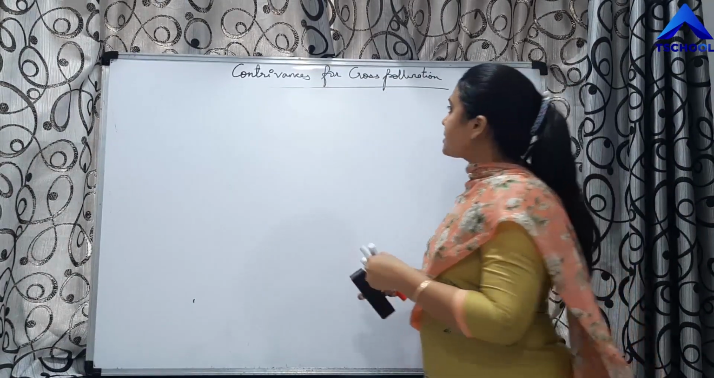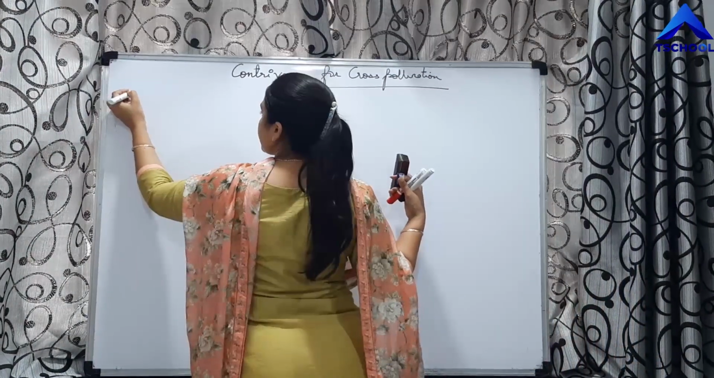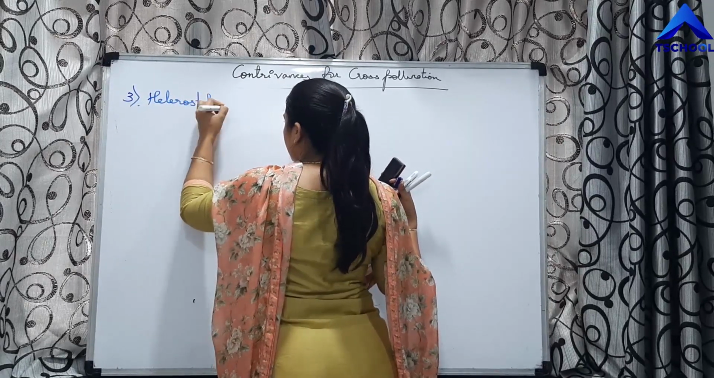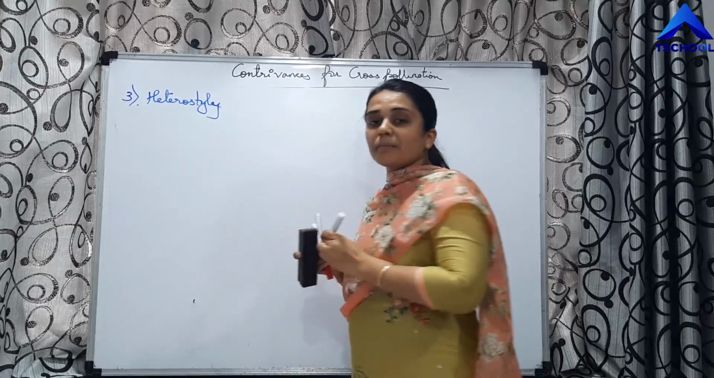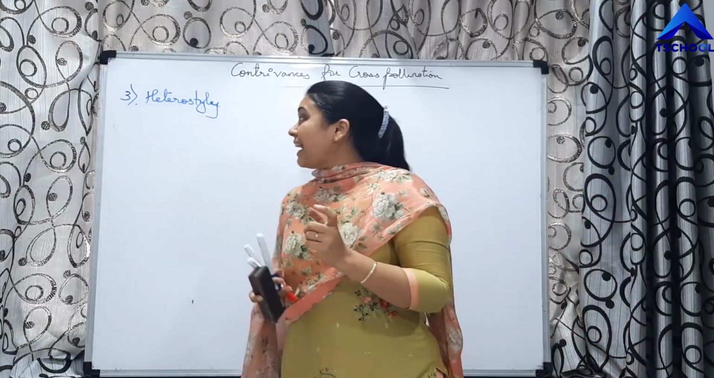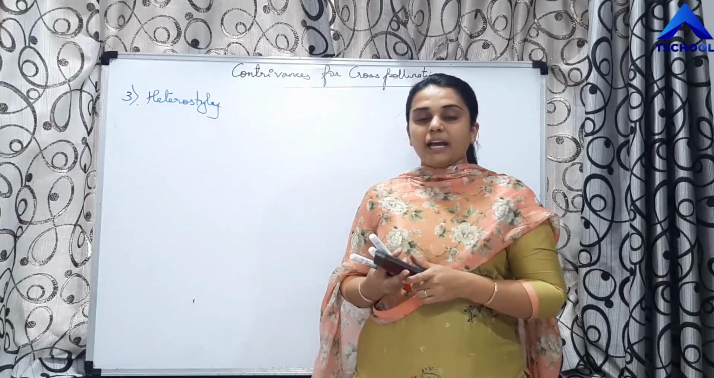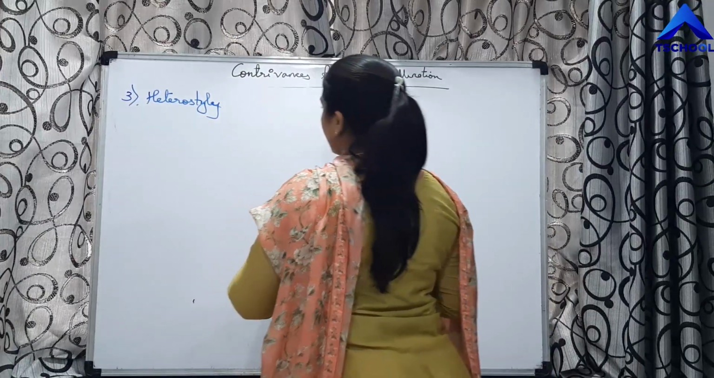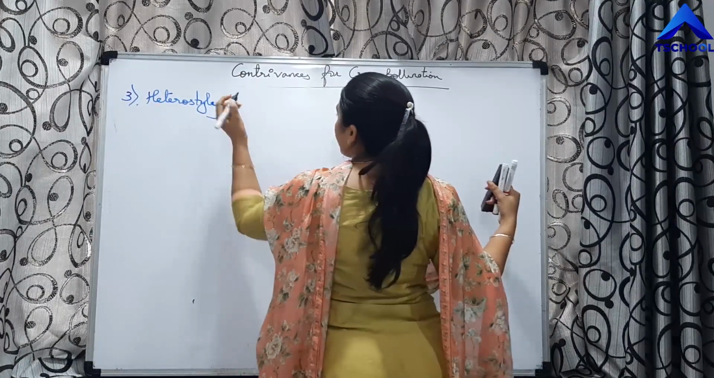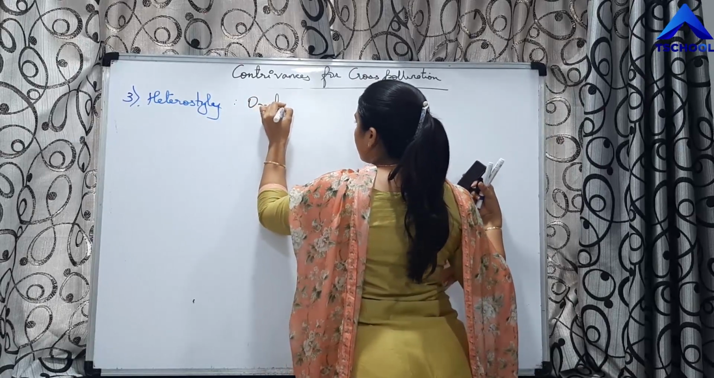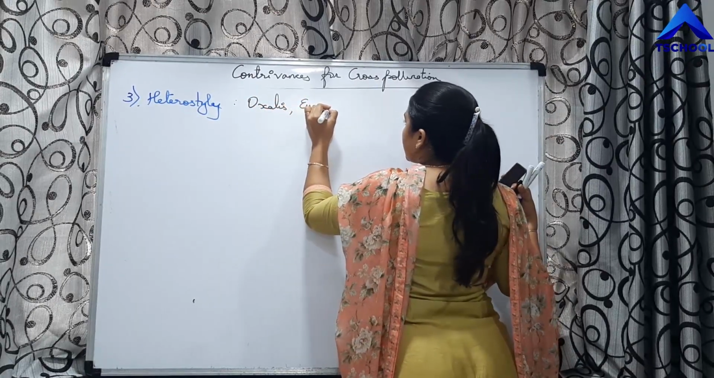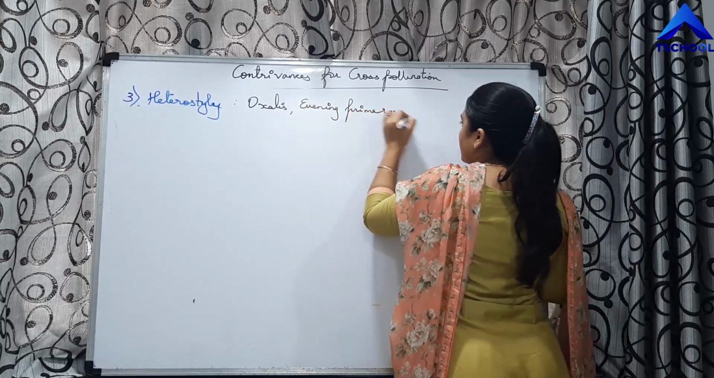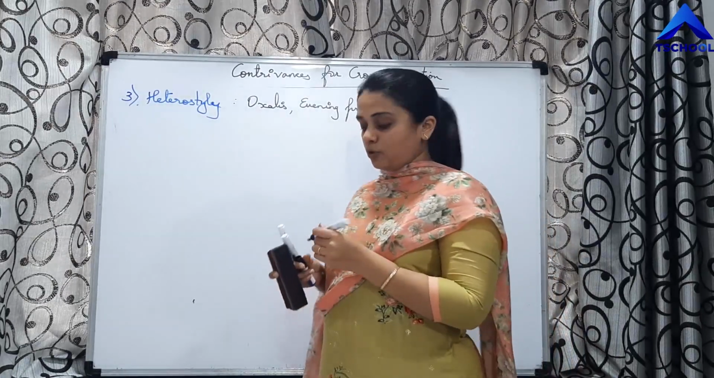Then the next contrivance for cross-pollination is heterostyly. The name itself says hetero means different and styly means style, right? So style is of different length. We will take an example so that we will understand, right? Examples of it are oxalis, evening primrose. These are the flowers which have heterostyly, right?